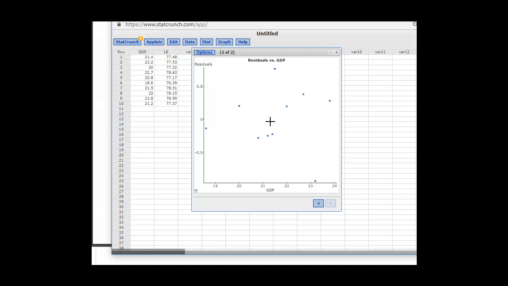So I'd like you to record this particular residual plot in your notes so that you have an example of what an acceptable residual plot would look like.